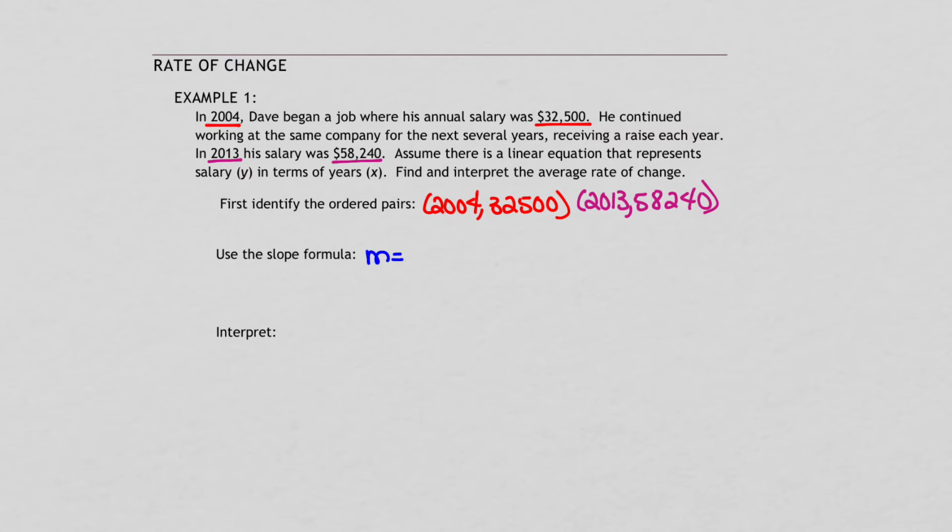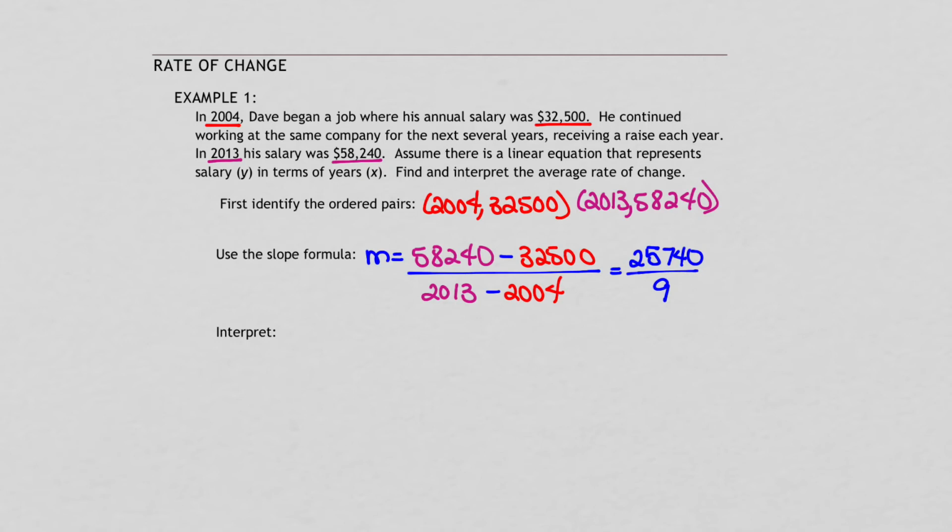So if I start with the second point here, that would be 58,240, that's the y value, minus the first y value, 32,500, over the second x value, 2013, minus the first x value, 2004. So we get 25,740 over 9, which is 2,860. What does this mean?